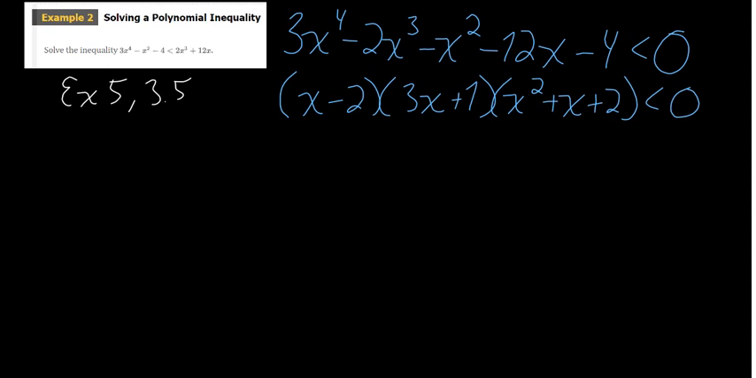Okay. So what are my zeros here? Okay, so what are my zeros? I have zeros at 2 right here, at negative 1/3 right here, okay, and then this doesn't have real zeros. We can't factor that. We would use our quadratic formula, and our quadratic formula would get us to 2 imaginary numbers, okay. So my zeros are only at 2 and negative 1/3. So let's go ahead and make a number line here.